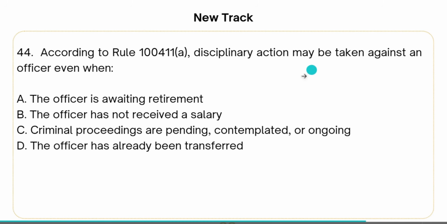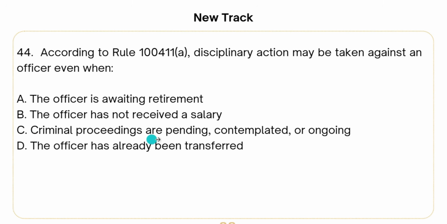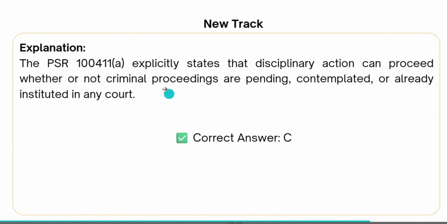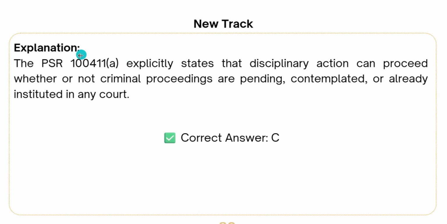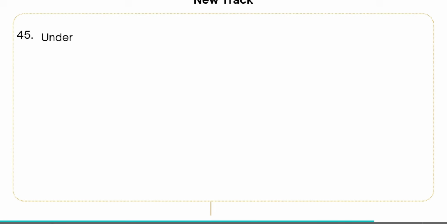So, disciplinary action may also be taken against an officer even when criminal proceedings are pending, contemplated, or ongoing. And that is what the Public Service Rule in Section 4, Paragraph 11A explicitly stated: that disciplinary action can proceed whether or not criminal proceedings are pending, contemplated, or already instituted in any court. So the right option is option C.